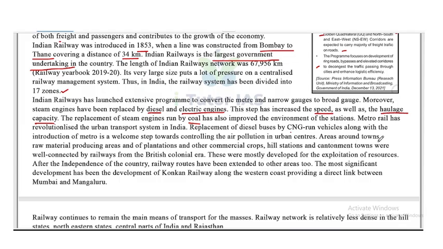Now, areas around towns, raw material producing areas, plantations and other commercial crops, hill stations and cantonment towns were well connected by railways from the British colonial era. These were mostly developed for the exploitation of resources. Then after independence of the country, railway routes have been extended to other areas too. The most significant development has been the Konkan Railway along the western coast, providing a direct link between Mumbai and Mangaluru.